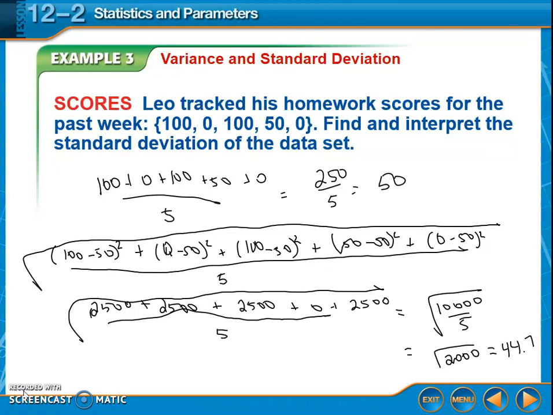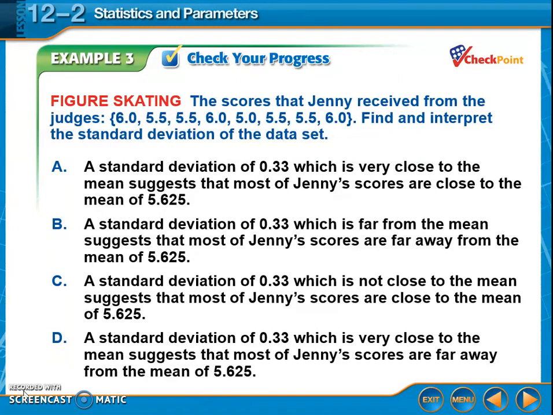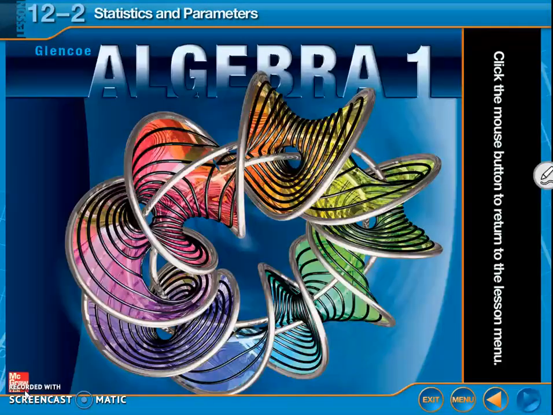Because this standard deviation was pretty big, that means that our data wasn't super close together. It was pretty spread out. So a lot of the scores are far from the average. So you guys do this one and see if you can interpret and find the standard deviation of the data.